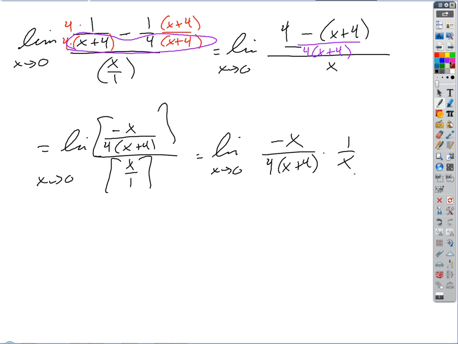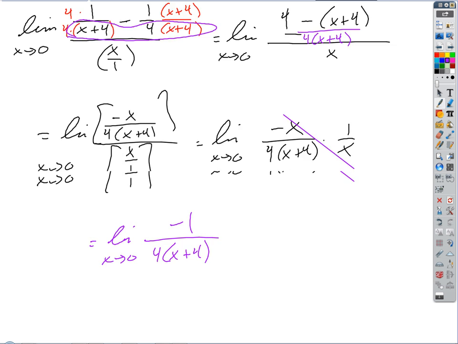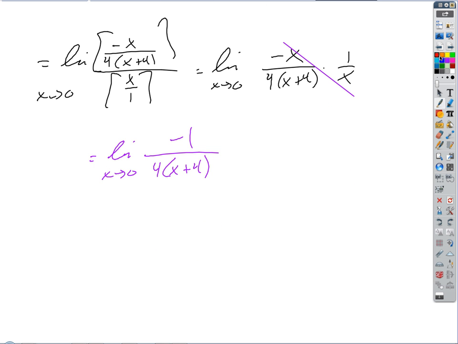So there it is. Here is the step where we fill in the hole, right? Those go away, and we're left with the limit as x approaches 0 of -1 over 4 times the quantity x plus 4. So now when we take our limit, we let x go to 0. When that goes to 0, what are we left with? -1 over 16. There it is.